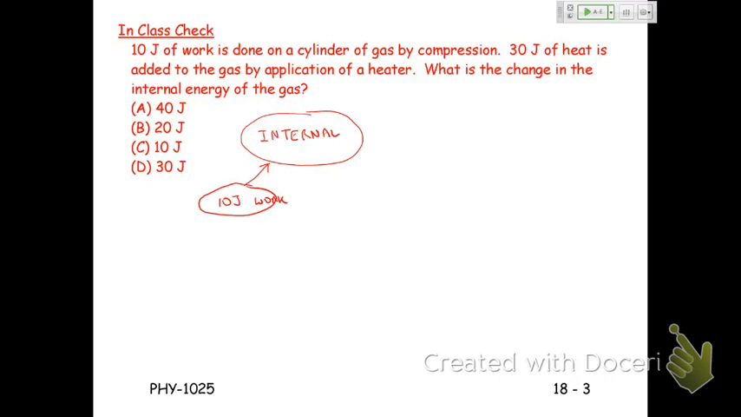And 30 joules of heat is added by the application of a heater. So this is 30 joules of heat. And it's asking, what's my change in my internal energy? So my delta U, let's do it the physics way, Q minus W. Delta U is equal to Q, which is 30, minus, now this is a compression, so that would be minus 10.